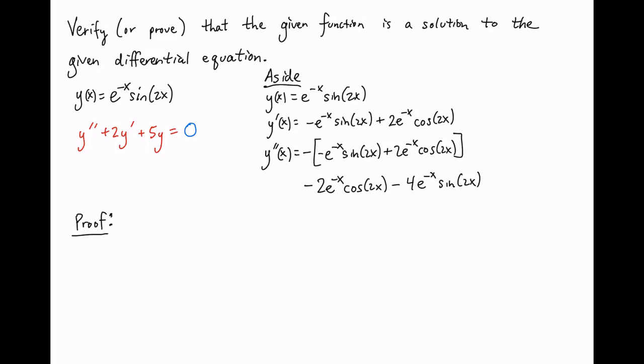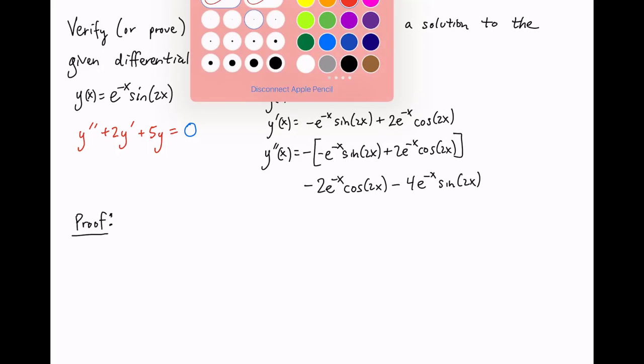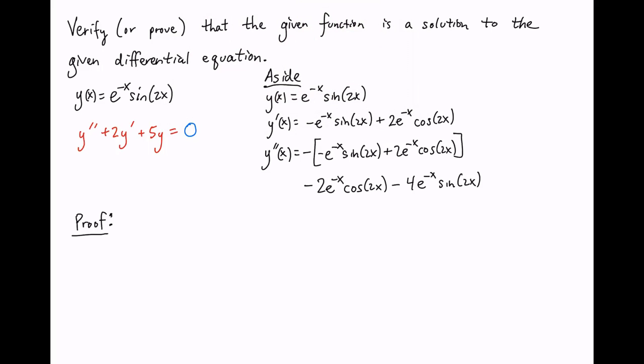We first write the left-hand side exactly once. So we must write y double prime plus 2y prime plus 5y. We're going to take this expression and we want to prove that this is in fact equal to the zero function. So this is going to take some work. And all we're going to do now is substitute.